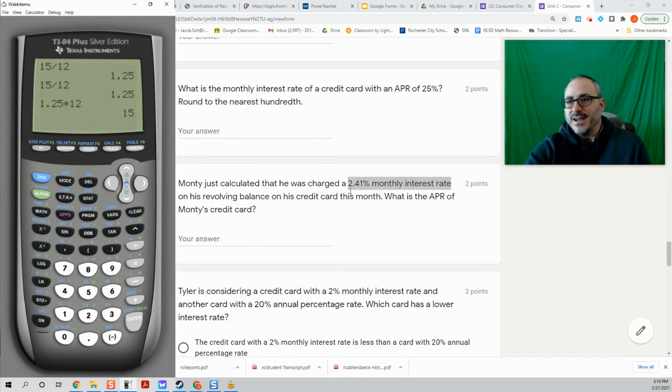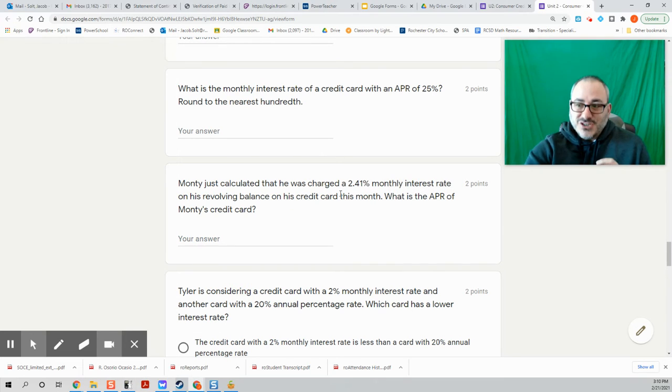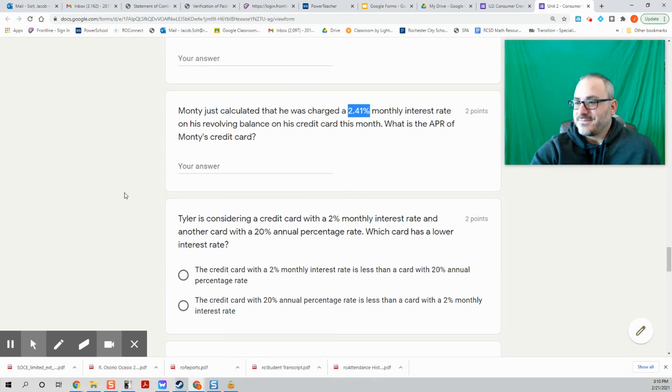So if you wanted to find the annual rate from this 2.41% as a monthly interest rate, you would have to undo the division by 12 that got it to this in the first place by multiplying by 12. All right, feeling good about that?